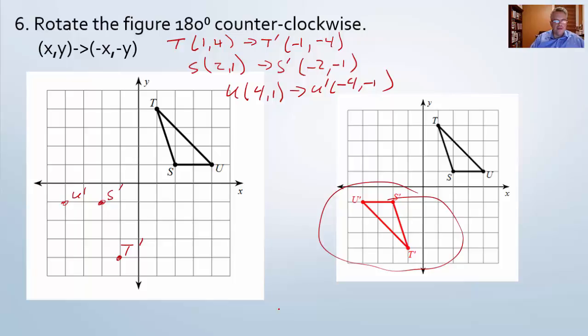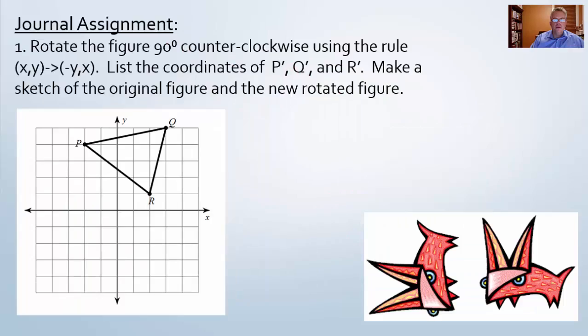All right. Now, time for your turn. You've got one to do. So, here's a figure here, triangle PQR. And I want you to find the rotation by 90 degrees counterclockwise. Here's the rule again right here. So, remember the opposite of y and x. I want you to list the new coordinates, P prime, Q prime, and R prime. Then make a sketch of the figure and the rotated figure so we can see what it looks like. It's going to go left, so it's going to end up over here someplace. All right, best of luck. See you next time.